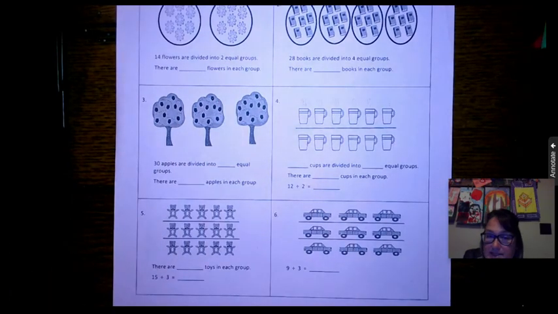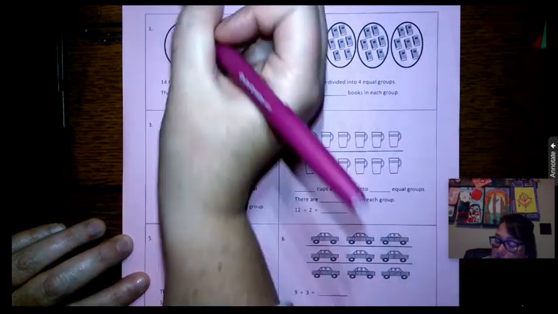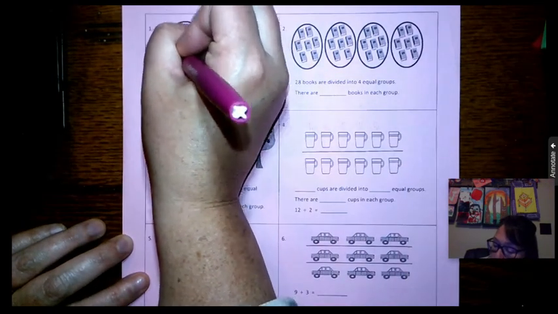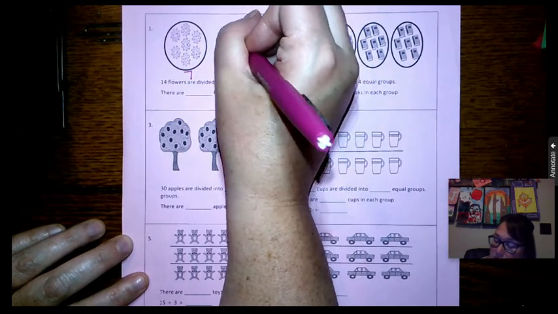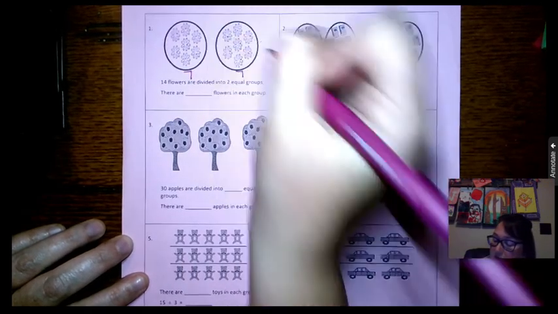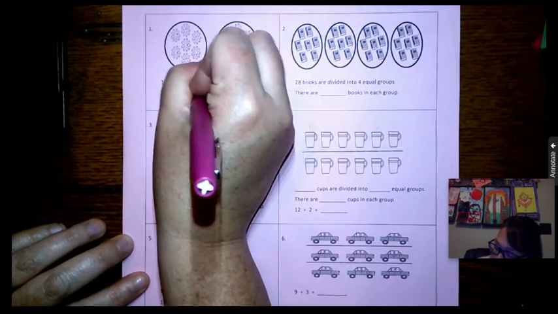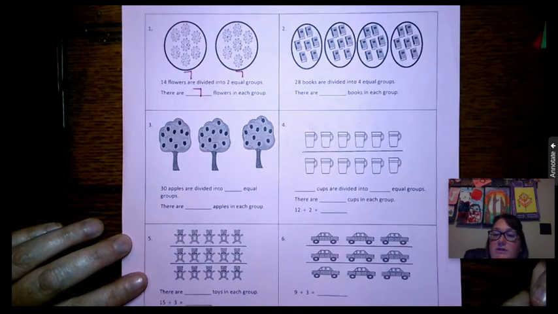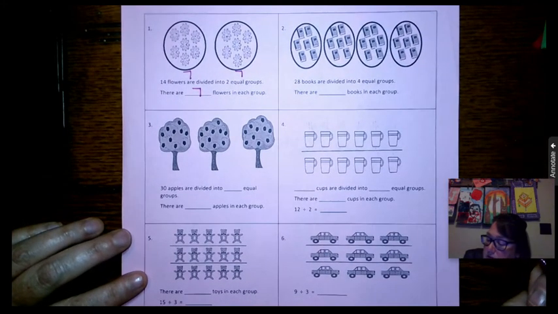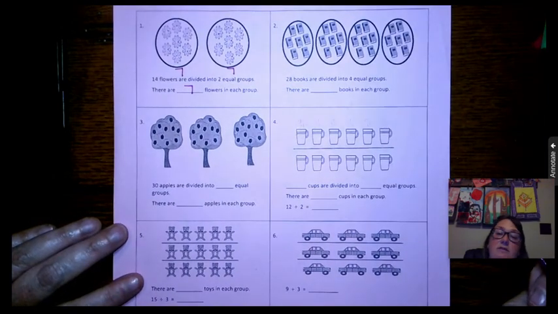So they already did the dividing for us. There are blank flowers in each group. We'll just count. 1, 2, 3, 4, 5, 6, 7. And just make sure: 1, 2, 3, 4, 5, 6, 7. So there are 7 flowers in each group. Okay, go ahead and do number 2. You can do number 2 and you'll see if you agree with my answer. I'll give you a second.